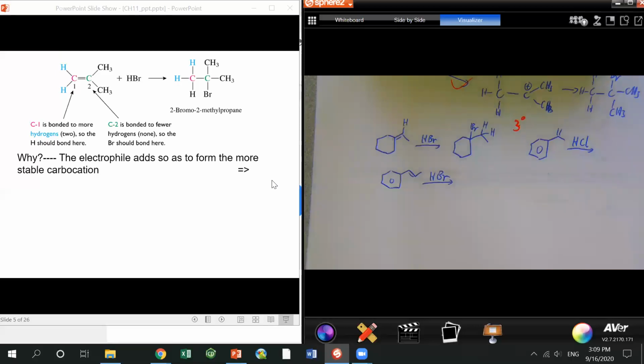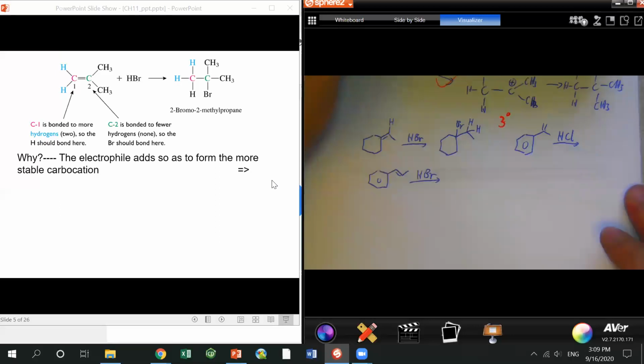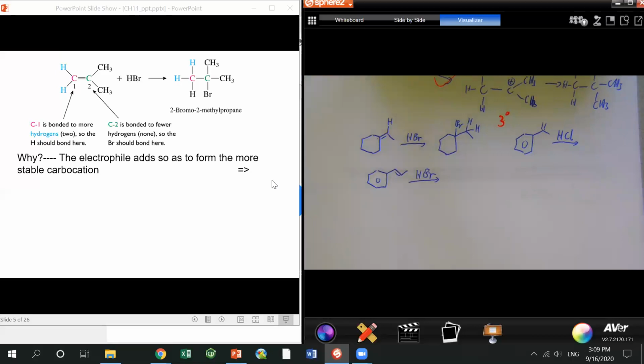Determine where the hydrogen goes and where the bromide goes. Which carbon picks up hydrogen, and which carbon picks up bromide? Draw the product. You just need to follow Markovnikov: the carbon with more hydrogens attached gets the hydrogen, and the other carbon gets the chloride or bromide.